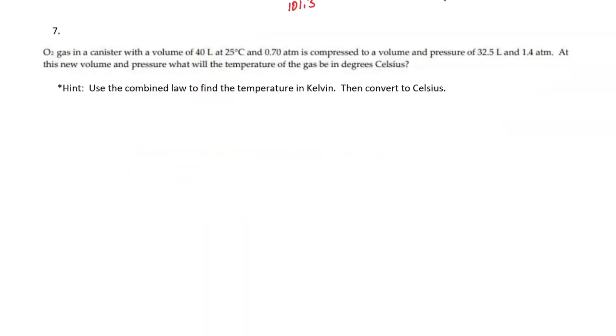Finally, problem 7. O2 gas in a canister with a volume of 40 liters at 25 degrees Celsius and 0.70 atmospheres is compressed to a volume and pressure of 32.5 liters and 1.4 atmospheres. At this new volume and pressure, what will the temperature of the gas be in degrees Celsius?